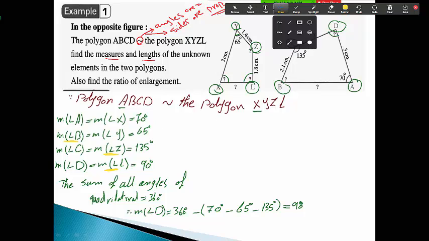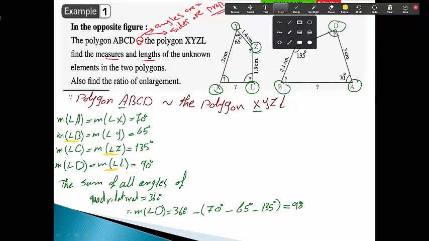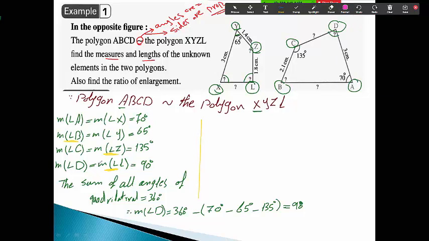Now we want to get the missing sides. In this case, we have to write the sides as a proportion. What is the meaning of proportional? It means we have to write the corresponding sides as a ratio, and all these ratios must be equal. How can we get the corresponding sides? As we said previously, we write the similarity in the same order.